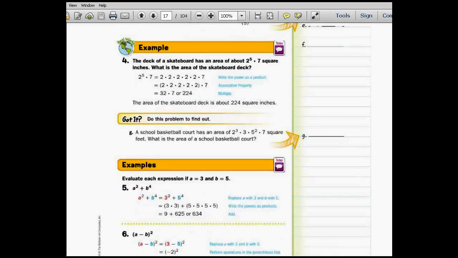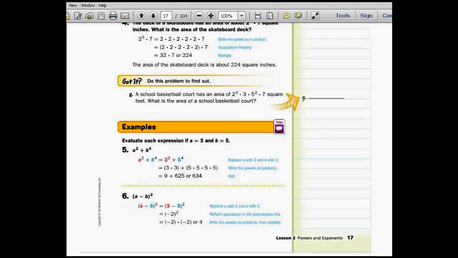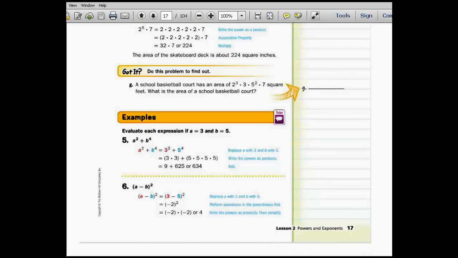Let's look at the next part where it talks about evaluating each expression if A equals 3 and B equals 5. They want you to put these values in for A and B. So wherever there is a letter, I always tell my kids to put a parenthesis. So if it's A squared plus B to the 4th, I'm going to put something in for A and square it, plus something in for B and take it to the 4th power. It said that A is 3, B is 5.